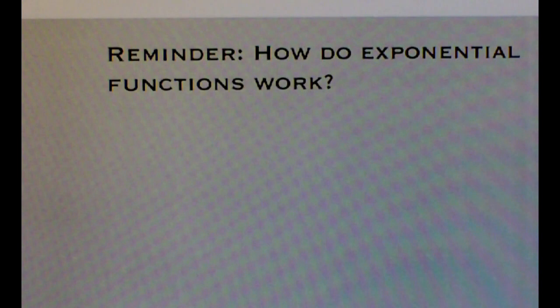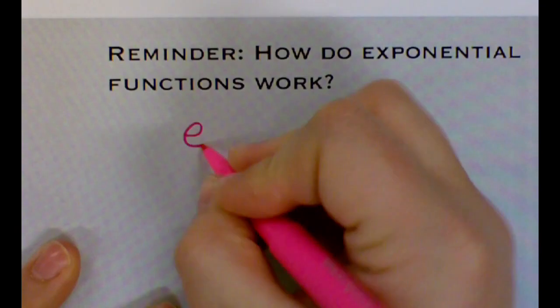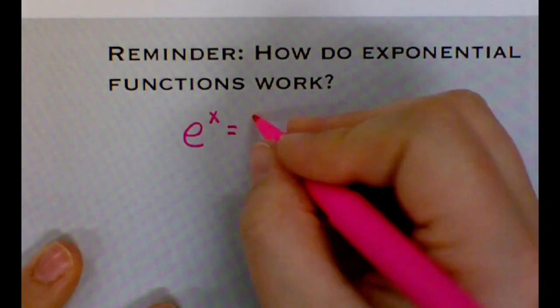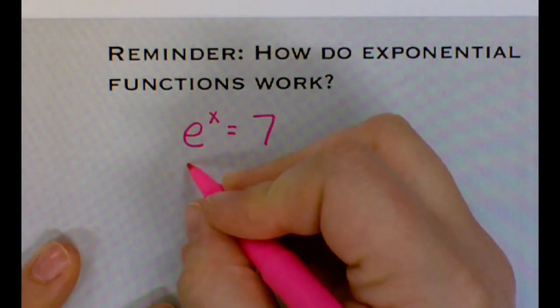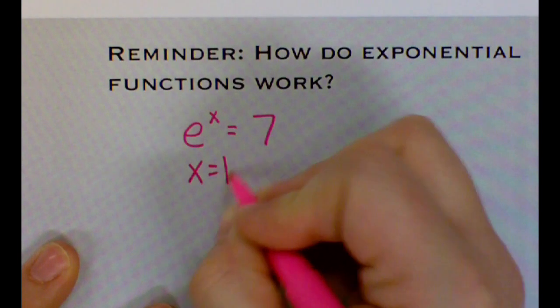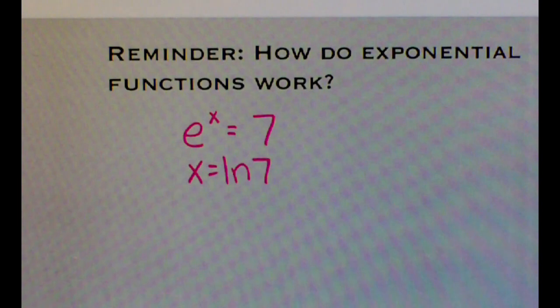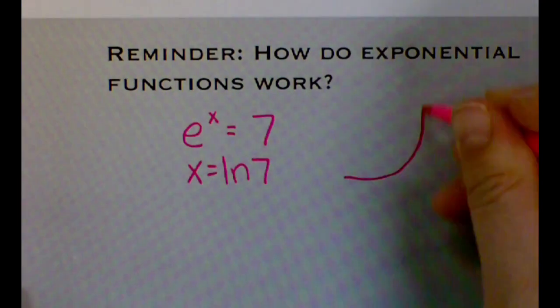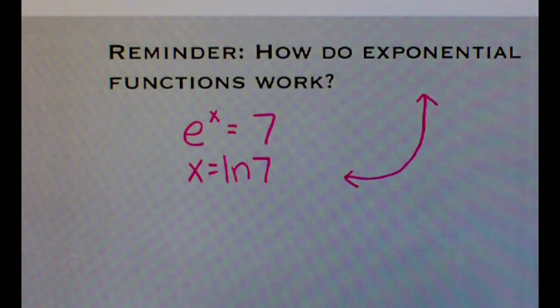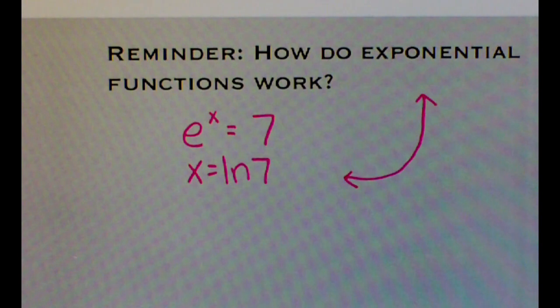So, how do exponential functions work? Little refresher. Remember that e to a power equals 7. To solve that, we would take the natural log of both sides, giving us x equals the natural log of 7. Remember that their graphs are exponential growth, usually unless we do transformations on them, and exponential decay if the base is less than 1. And anything else we might need to refresh together.